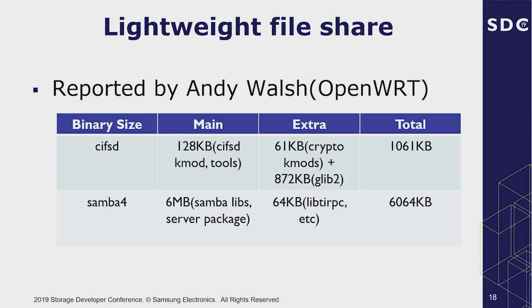CIFSD is a simple and lightweight file share. OpenWRT developer Andy Walsh is trying to merge CIFSD into the OpenWRT project. He reported that CIFSD is suitable for embedded targets. He shared a table comparing binary size between Samba and CIFSD. The binary size of CIFSD is just 1 megabyte, while the size of Samba is 6 megabytes.